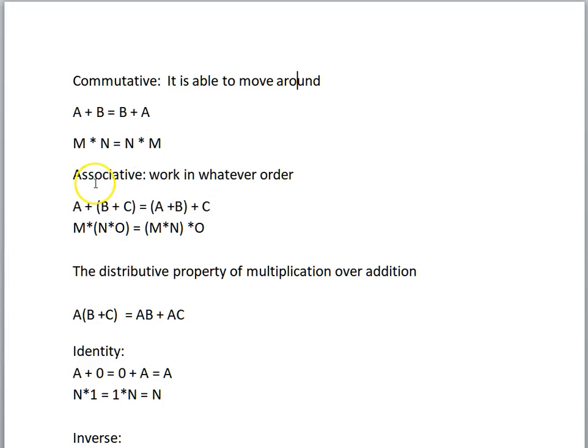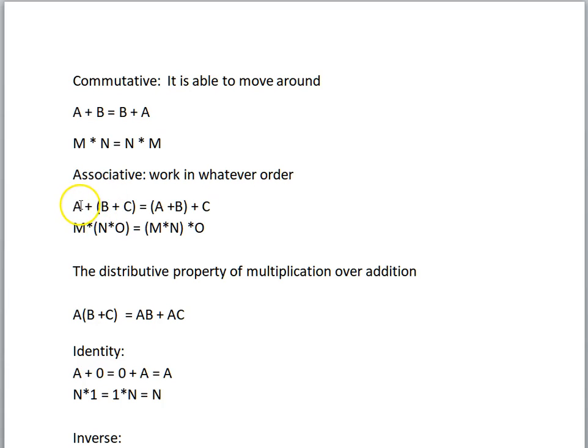All right, next property is associative. You can work in whatever order, and I got to be real clear here that this only works when you're talking only addition or only multiplication. You can't mix and match in the middle of things. So you have to make certain that you're dealing with only one of those two operations, and then you can take a look at how it makes the most sense to add things up.